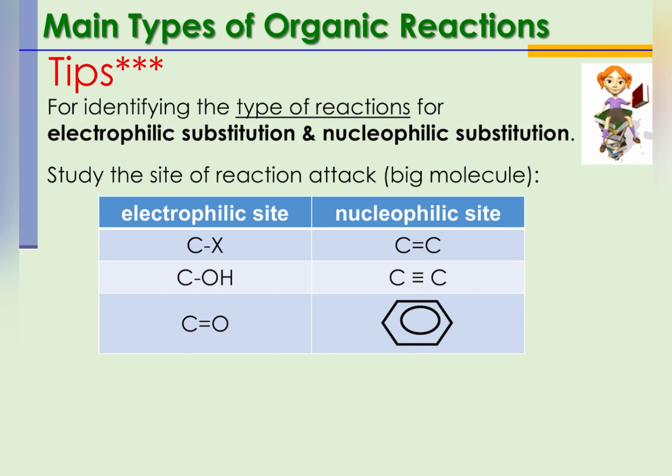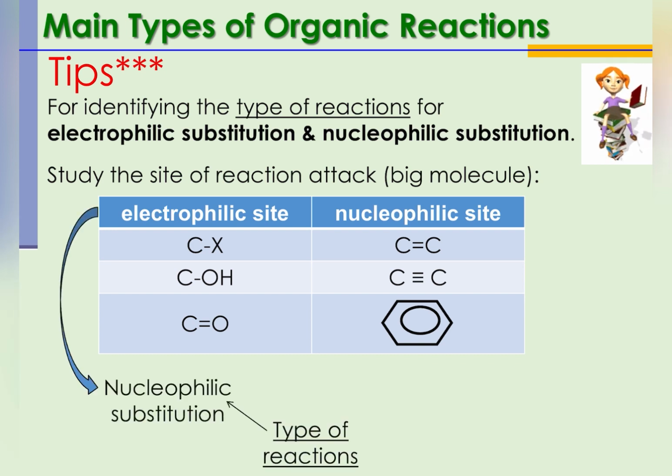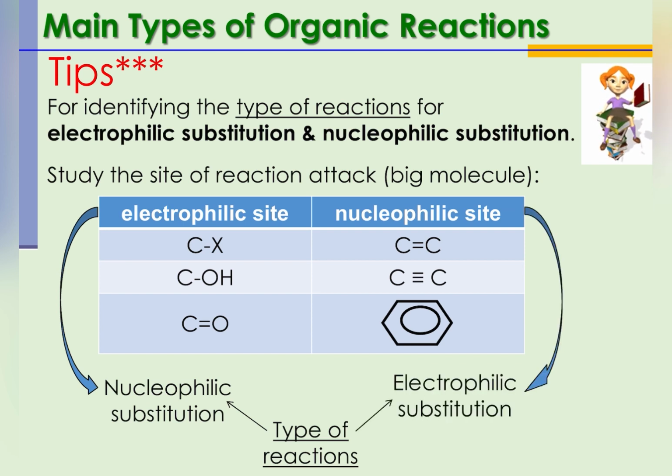When you want to determine the type of reaction that happens, for an electrophilic site, the name will be the opposite one. So it will be nucleophilic substitution reaction. And for a nucleophilic site, the name will be the opposite to it, and the reaction will be electrophilic substitution reaction. So I hope you are clear on how to determine the specific name of the 3 main types of organic reaction.